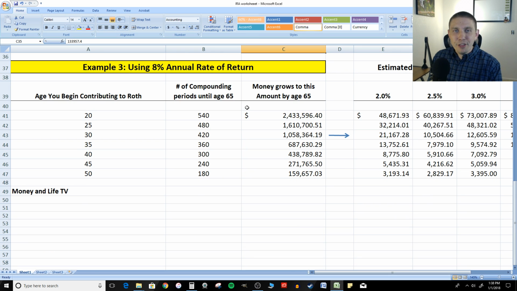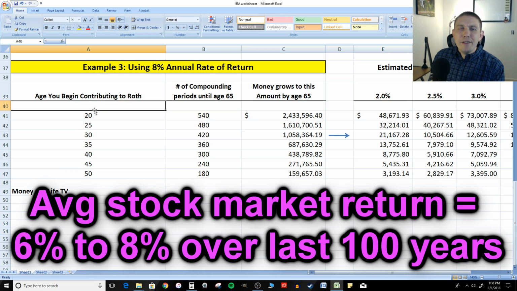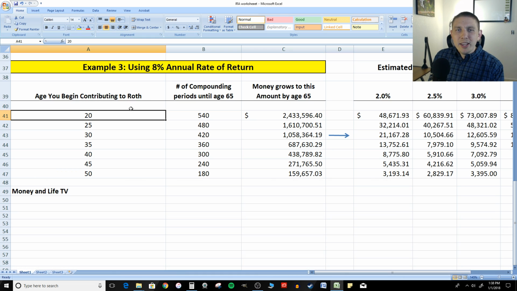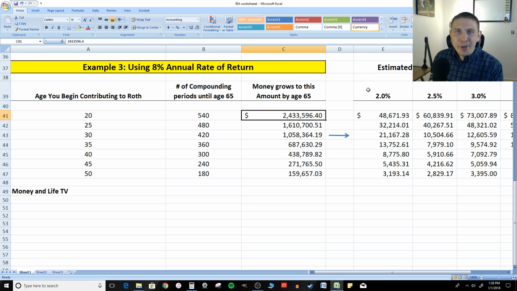Now let's look at example 3, which is around the stock market. Historically, over the past 100 years, the stock market yields on average a 6 to 8% rate of return. Now, if you were able to start at age 20 and got an 8% average annual rate of return for 45 years, you would have $2.4 million by the time you're 65. Dominating! You would pretty much be set because the money you're going to get from that is completely tax-free. So you could live on very little.